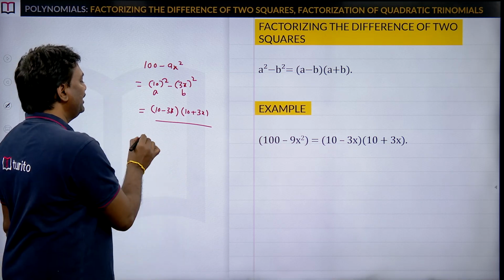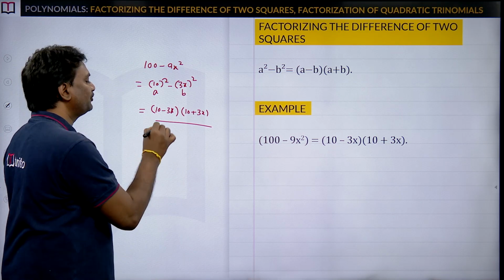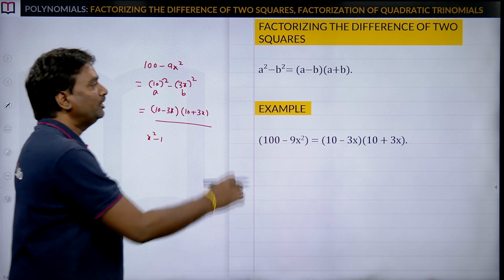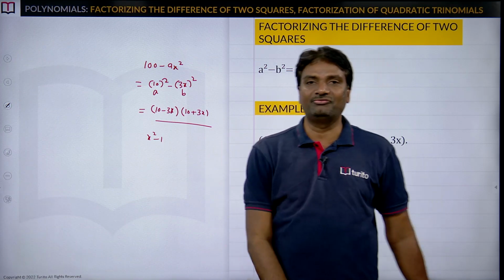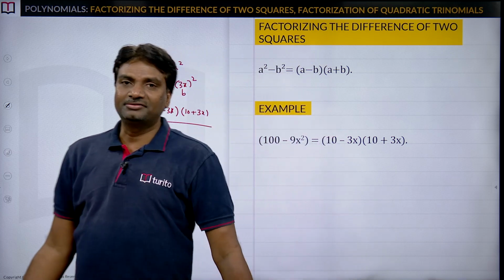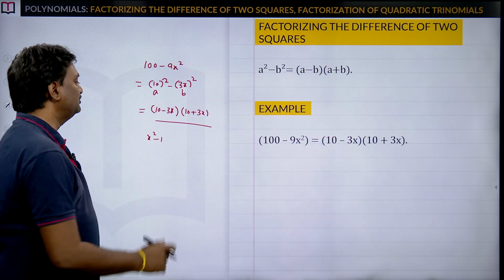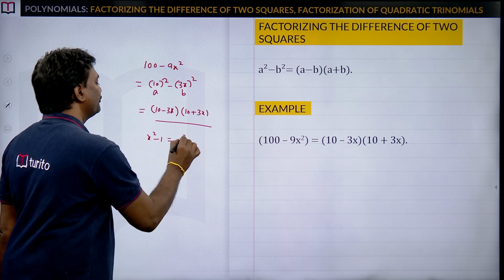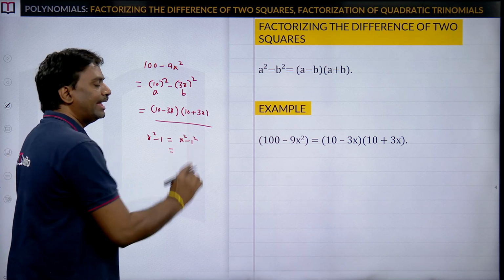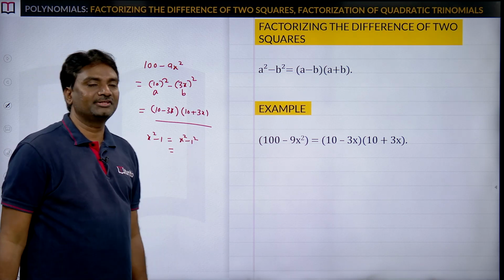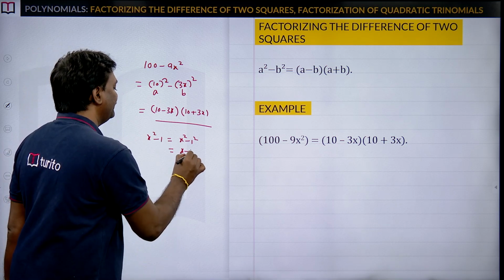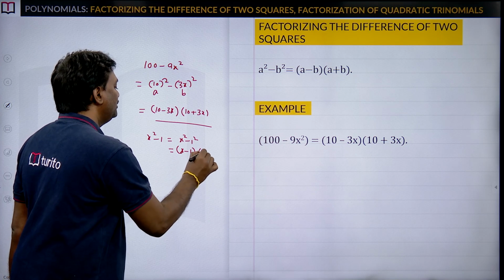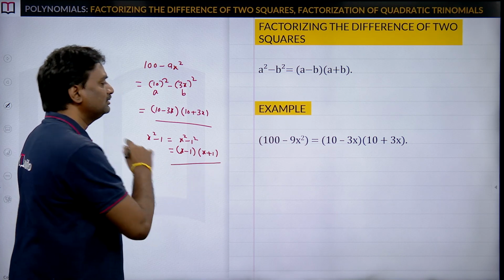Just like that, can you say what x square minus 1 is? According to this formula, how can you express x square minus 1? Very simple. 1 can be written as 1 square, so x square minus 1 square. Again this is in the form a square minus b square, with a equal to x and b equal to 1. So a minus b is x minus 1, into a plus b, x plus 1.